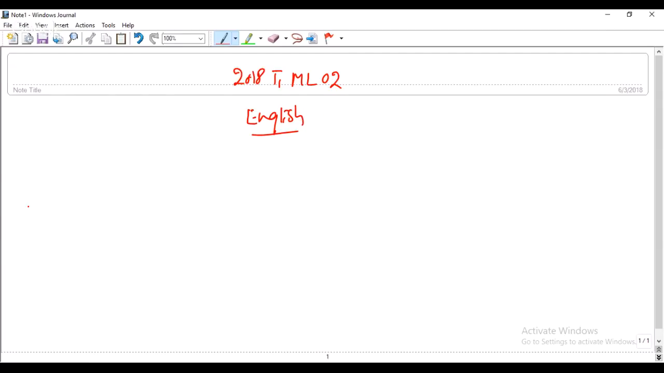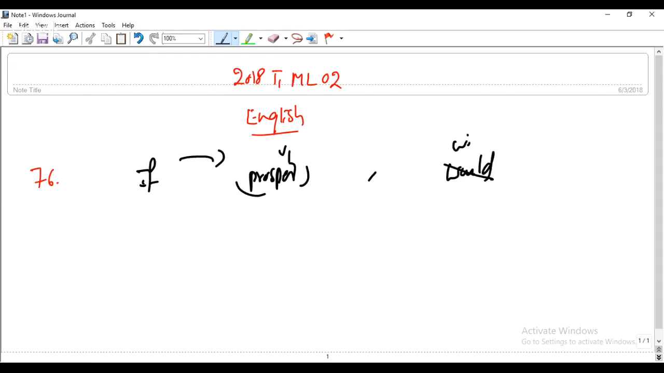Question number 76. If the majority of the individuals in a state prosper, the state itself would prosper. Here, after if there is a present verb, it is in present tense, right? If we get V1 or V1s after if, the next half should be future, and there is a would, it should be removed, and we need to write will. The state itself will prosper.